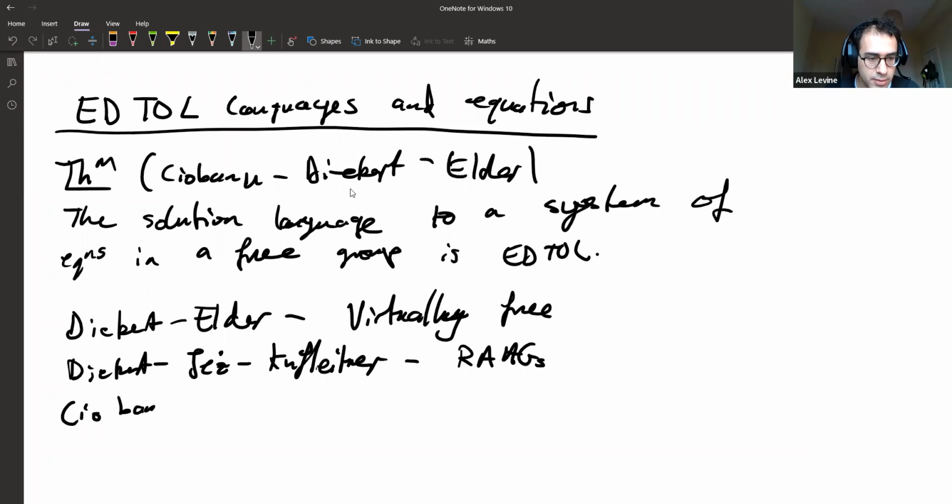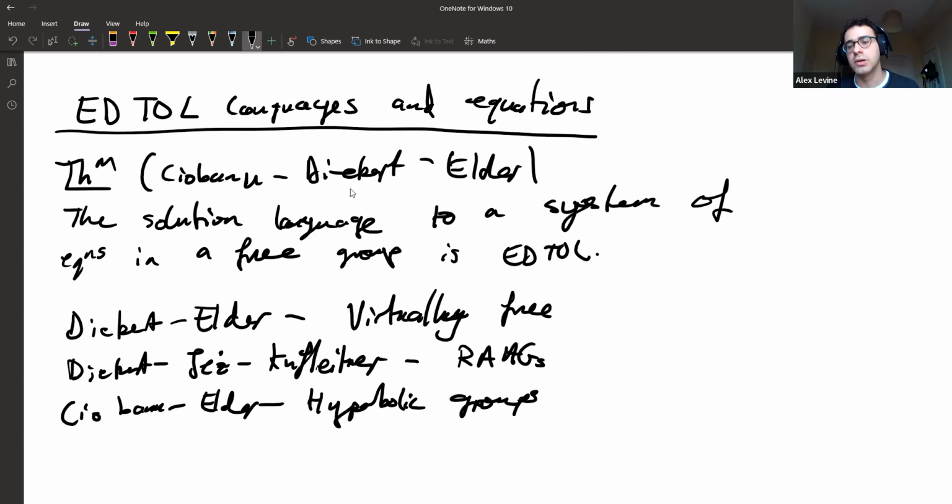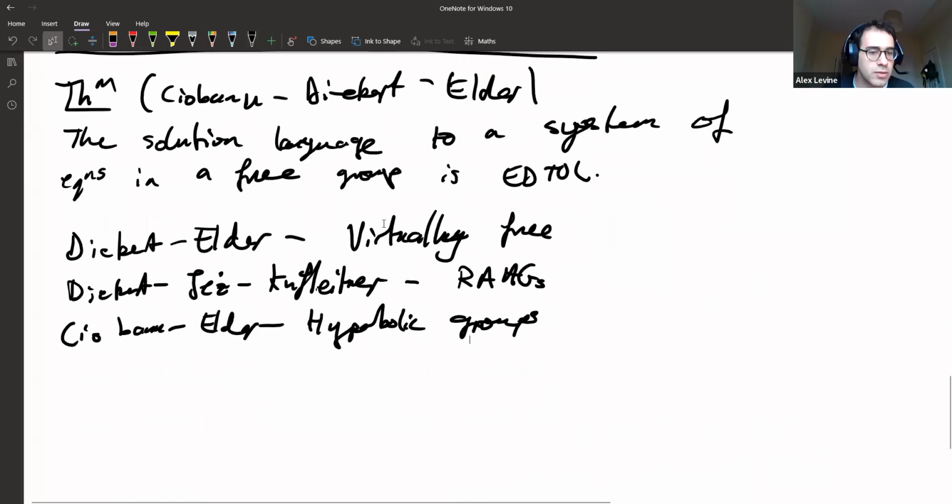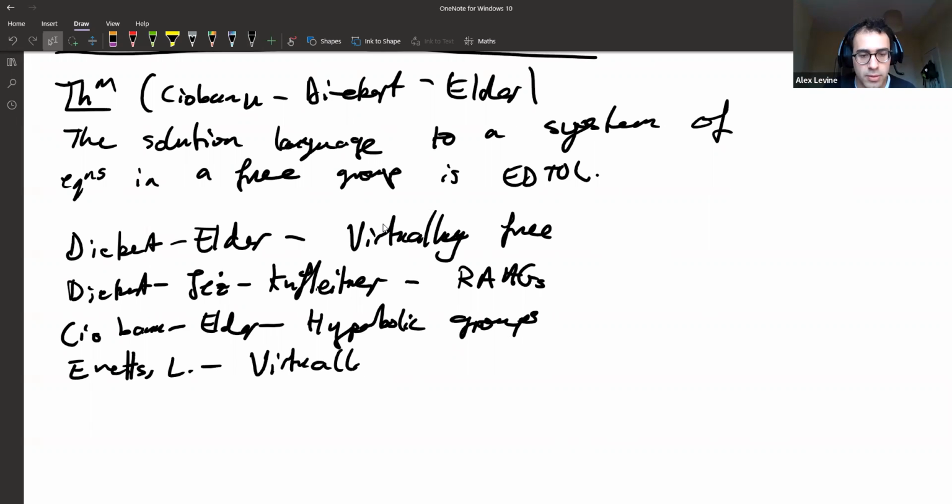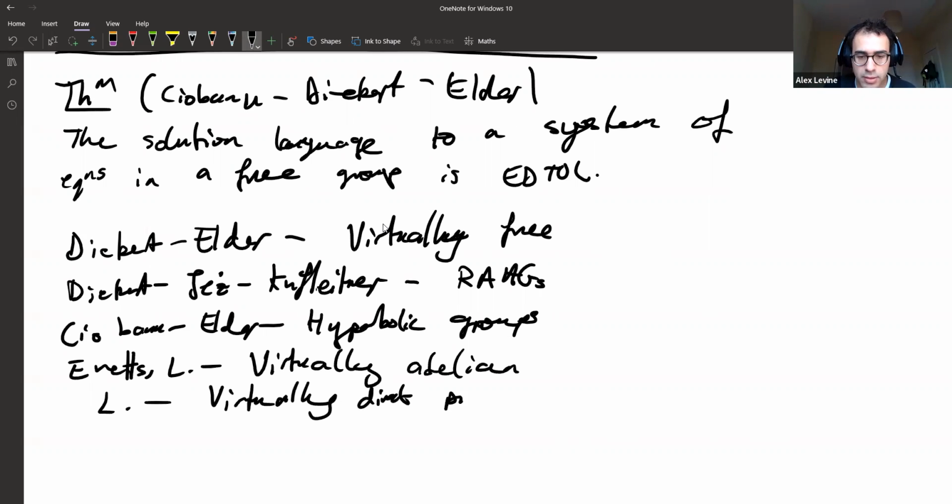Ciobanu and Elder did it for hyperbolic groups. And they actually showed that for hyperbolic groups, you can pick any quasi-geodesic normal form and it will work. So any remotely sensible normal form is good for hyperbolic groups. So Alex Avets and myself did it for virtually abelian groups. And then slightly more recently, I showed that it was true for groups that are virtually direct products of hyperbolic groups.